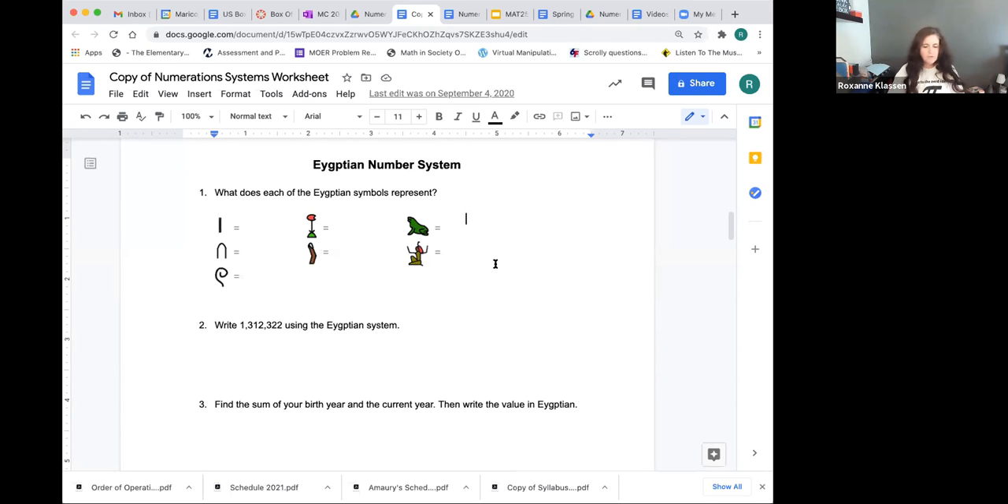So what do each of those symbols represent in Egyptian? I know that the line is one, the U is 10, the swirly is 100, and the one with the red line, like a triangle with the hand sticking out, is 1,000. And that's as far as I've gotten so far.